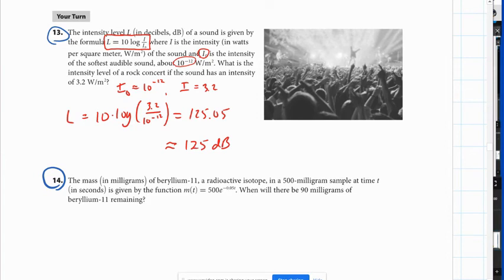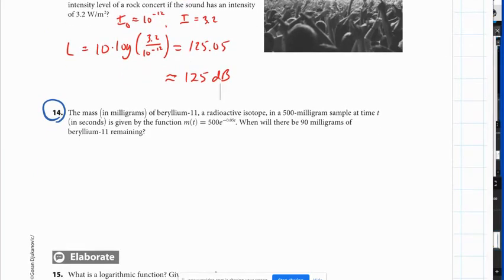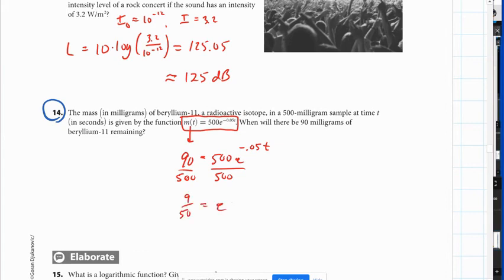All right, and then number 14. Again, they give us the equation to use. This is the exponential decay equation. And we want to know when will there be 90 milligrams of beryllium remaining. So we want the left side to be 90. And we're trying to find out when does that happen. So that means we're solving for t. And so we can divide both sides by 500 to start with. And so that is 9/50 equals e to the negative 0.05 t.